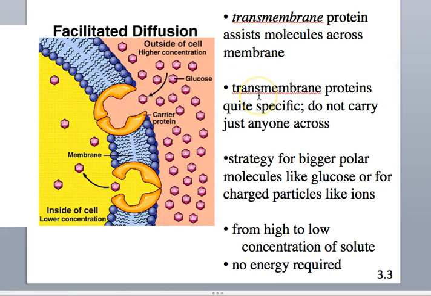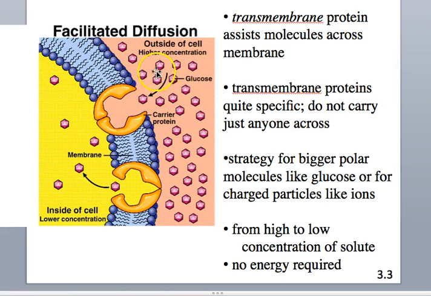That is very specific. It's only going to carry the very specific things that need to move. So if this is a glucose carrier protein, it's not going to pick up anything else. It's not going to pick up any hormones. It's not going to pick up salt. It is a lock and key situation like we talked about with the enzymes, where it's only going to pick up what it is designed for.